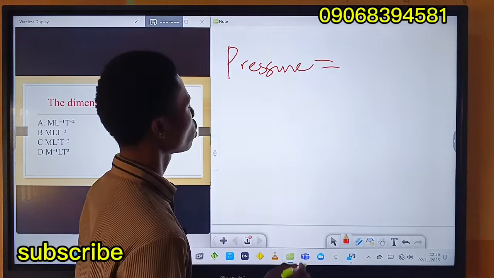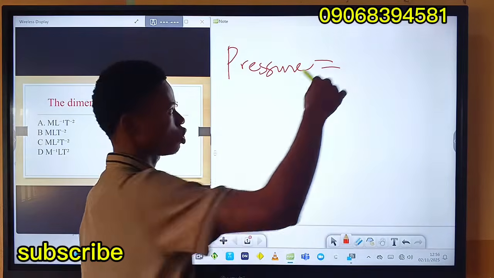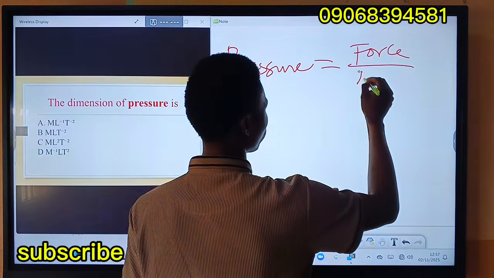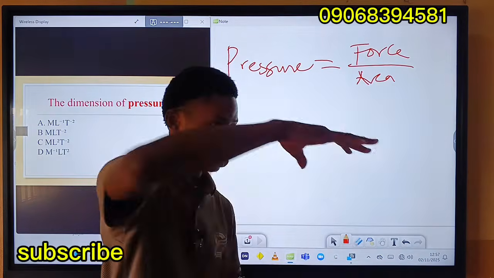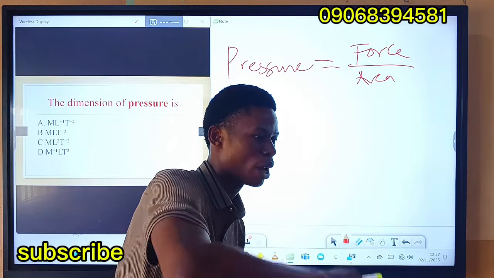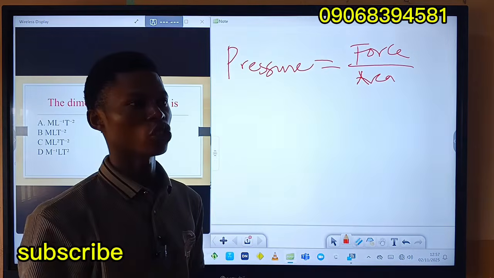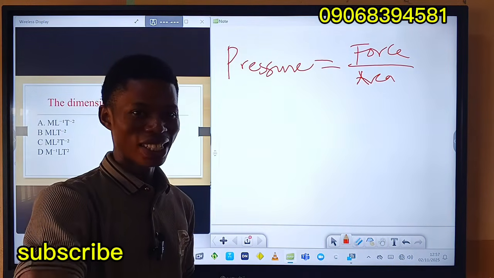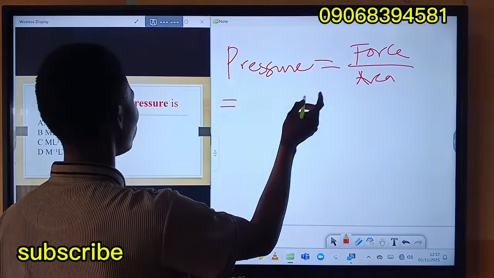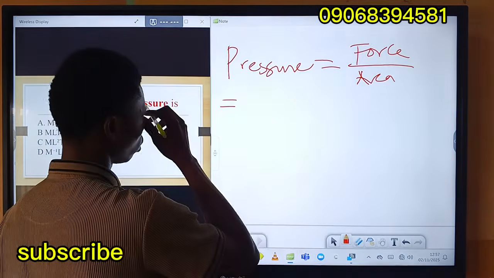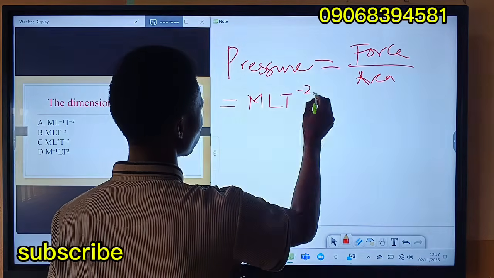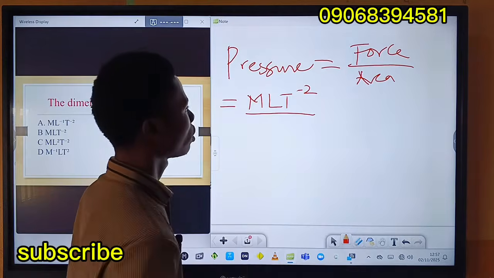Pressure, what's the formula for pressure? Pressure is force exerted per unit area. That's pressure. You are putting force per unit area. So if somebody says you're applying pressure, you're just adding force in that area. Okay, so that's pressure. Now, we just derived the unit of force as MLT raised to the power minus 2. Then all over area.